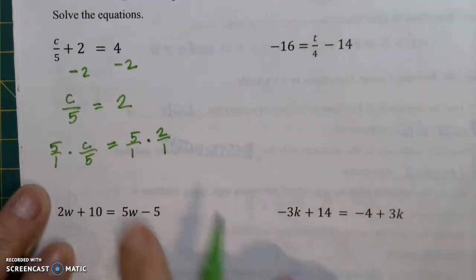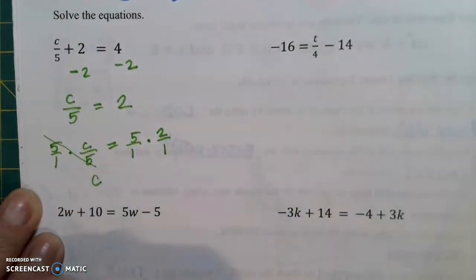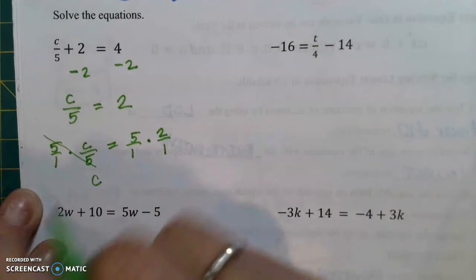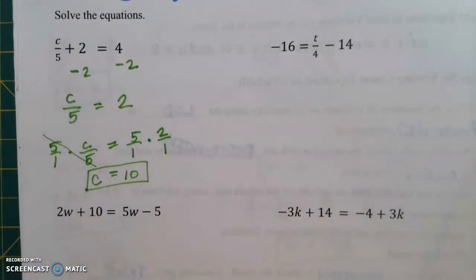And those 5s will divide out, leaving me with C only, multiplied by positive 1 on the left. And then on the right, I will have 10. Now, we always want to go back and check solutions.